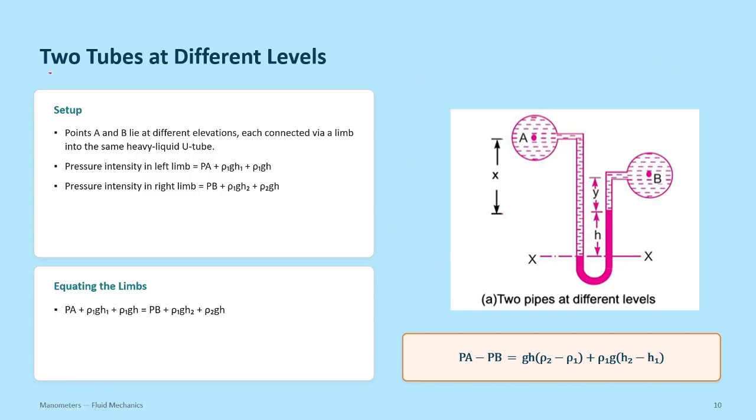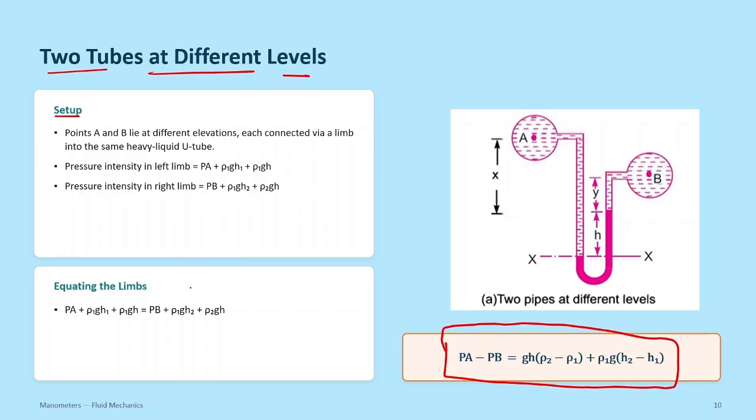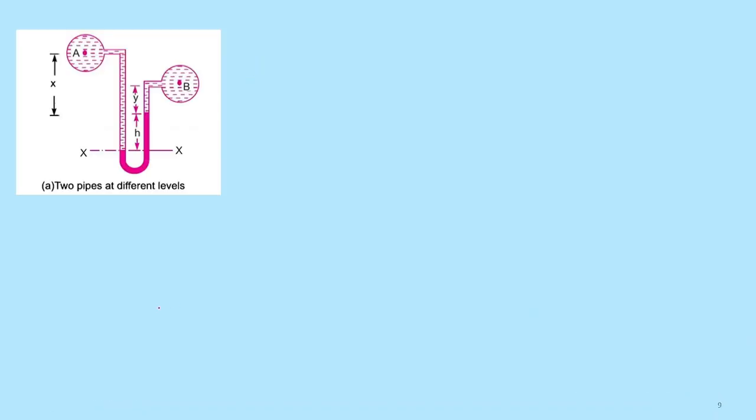And the next is two tubes at different level, meaning a differential manometer with two pipes at different levels. Here A is up above the B, so there is a difference in the level. It is a similar setup to what you already know. And this is the final formula for this, that is the important one. So we will derive this formula. In this case, similarly, we have to write the same things that we have written in the previous derivation. So H1 equal to height of liquid in left limb above the datum.